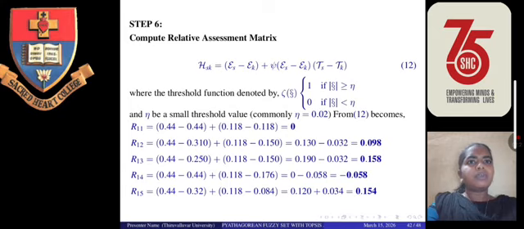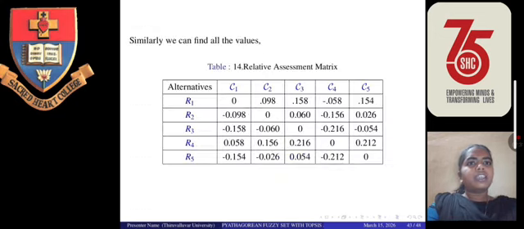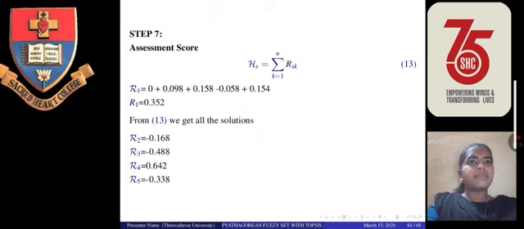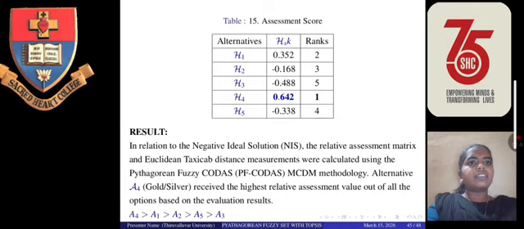Step 6, compute relative assessment matrix. From equation 12, substituting all the values, we get the relative assessment matrix. From equation 13, substituting all the assessment matrix values, we get the assessment score matrix.